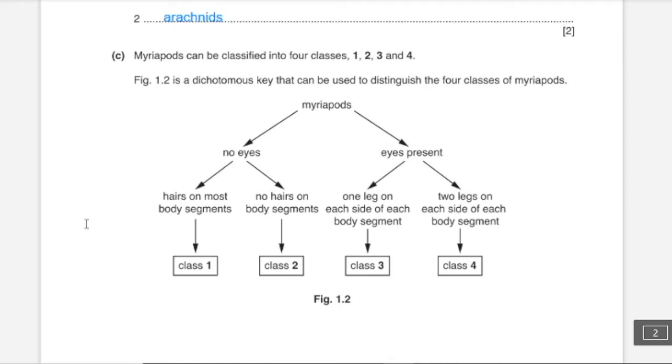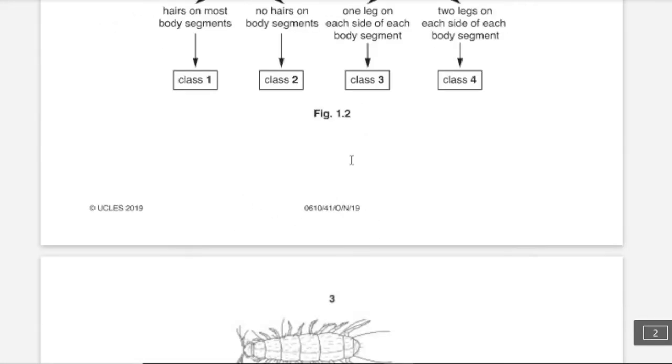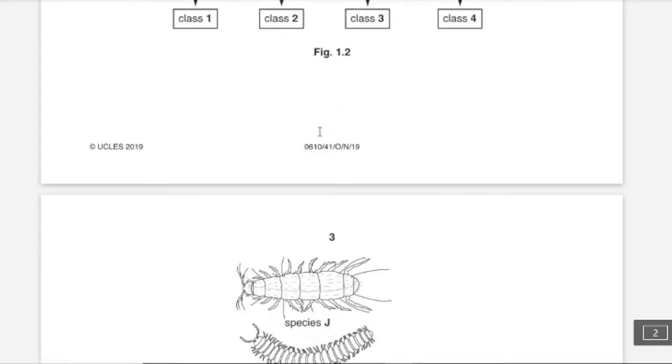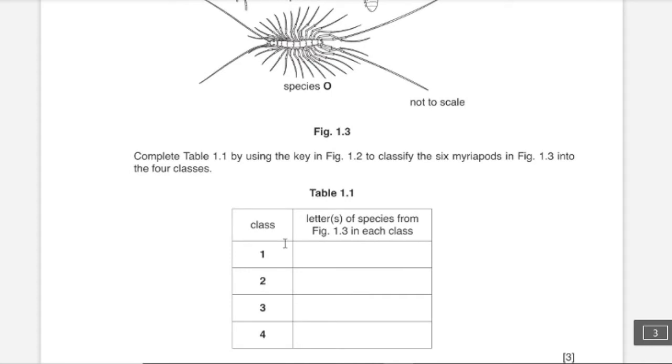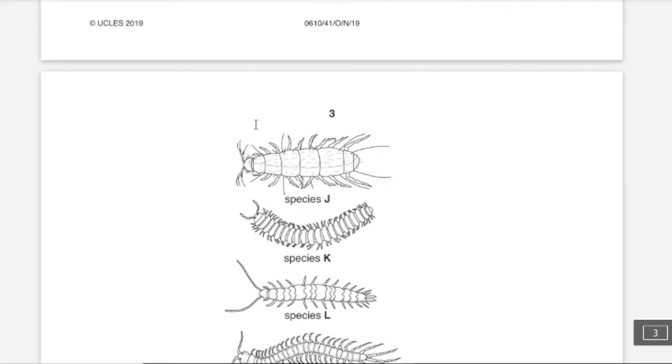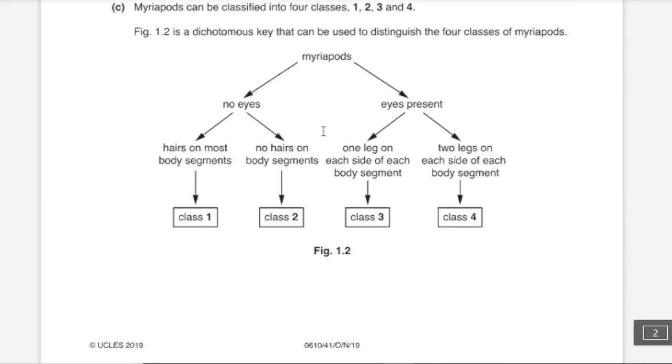Figure 1.2 is a dichotomous key that can be used to distinguish the 4 classes of meropods. Right, so this is a key describing meropods, and here there are only 2 groups, with eyes and without eyes, and we're supposed to use the key to place them into classes 1, 2, 3, and 4. Complete table 1.1 by using the key in figure 1.2 to classify the 6 meropods in figure 1.3 into the 4 classes. Alright, let's start with the first picture and see what we've got in the key.